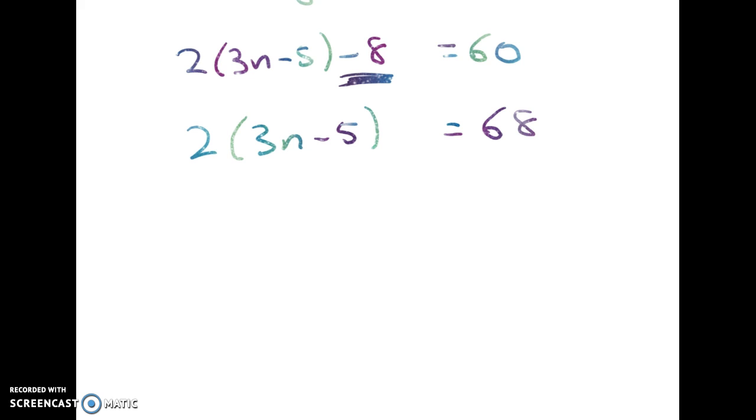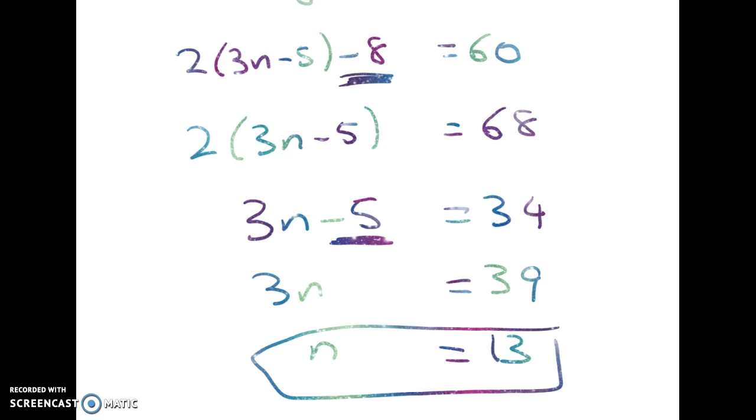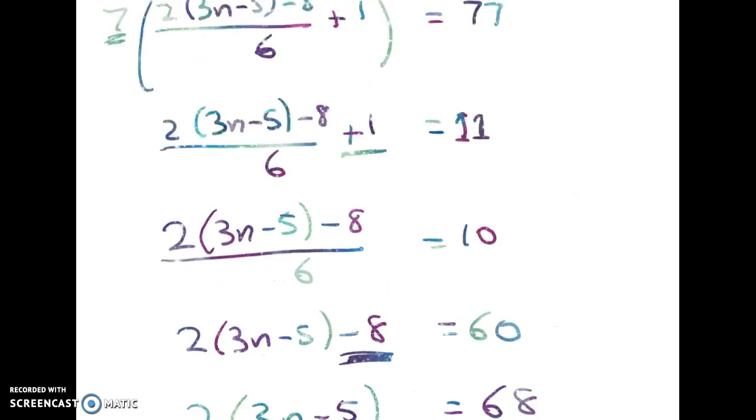Now I'm dividing by 2. I've got 3n minus 5 is equal to 34. Adding 5 to both sides gives me 3n equals 39. And ta-da, I get n equals 13. And now we've got 1.5 minutes left to check whether that works.